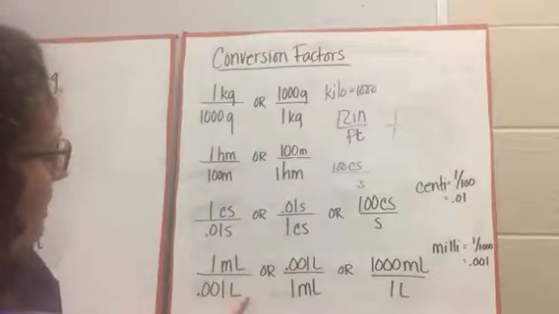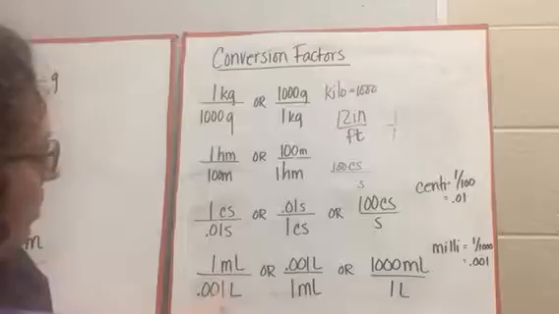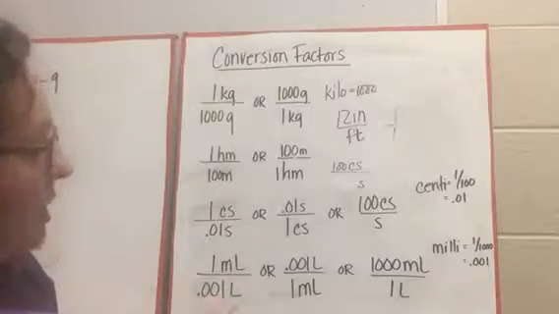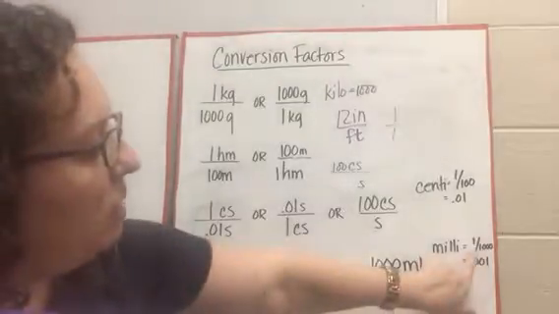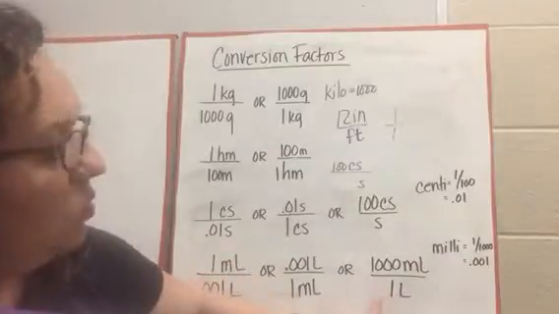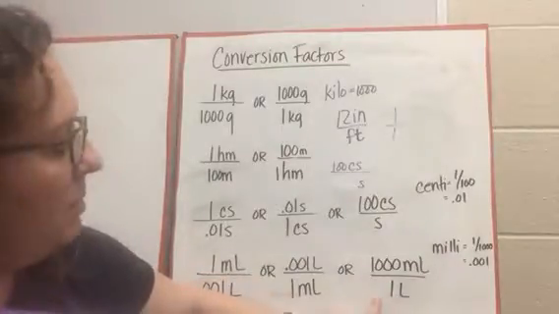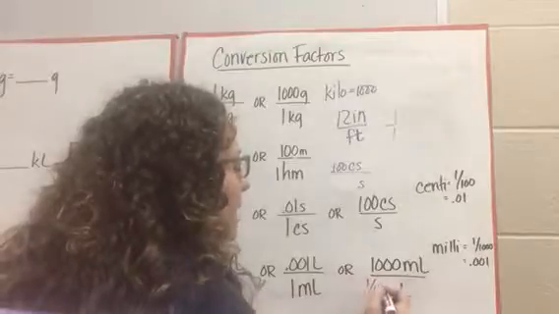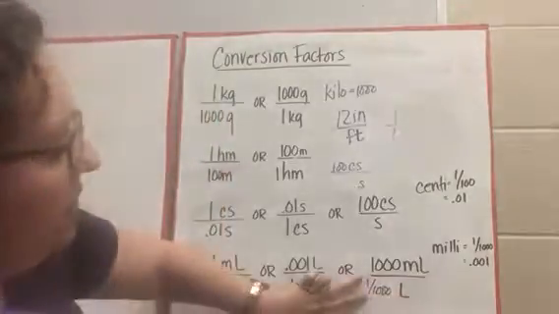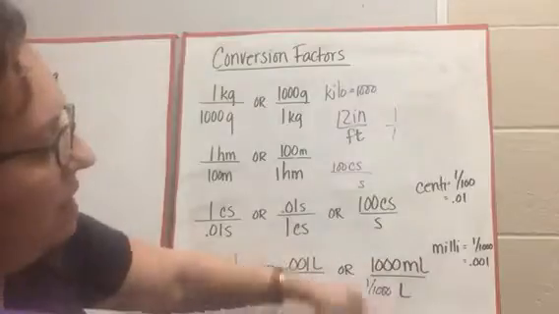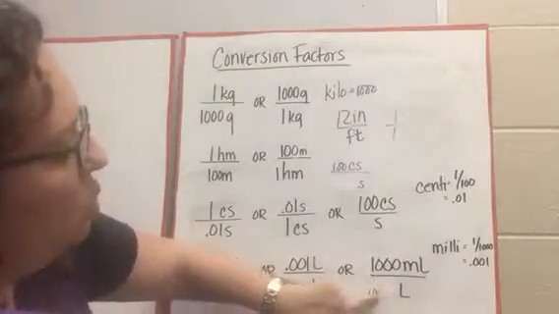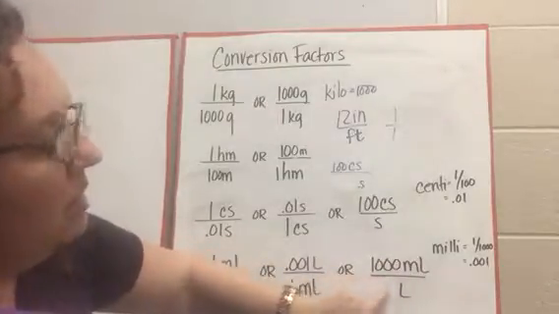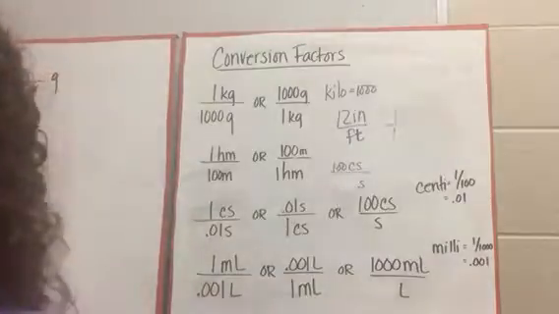Down here, we've got milli, same thing. The milli, we can replace it with 0.001, or we can replace it with 1 over 1,000. So if you had 1 over 1,000 down here at the bottom, then that 1,000, you would flip, and that 1,000 comes up to the top. So 1,000 milliliters equals a liter.